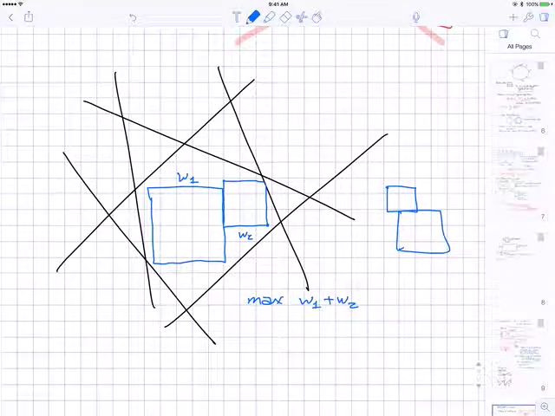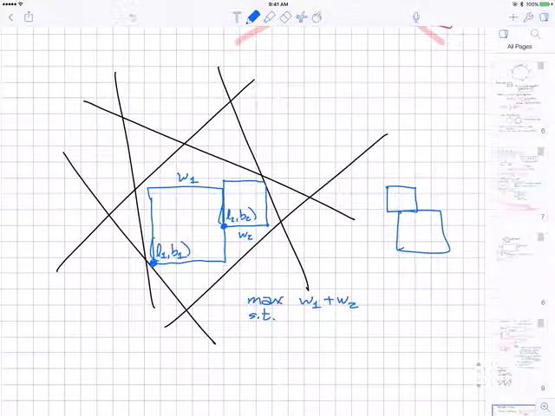And so what I'm actually going to do is describe a linear programming formulation for each of those 2 cases separately. So this point I'm going to call L1, B1. This point I'm going to call L2, B2 for left bottom.